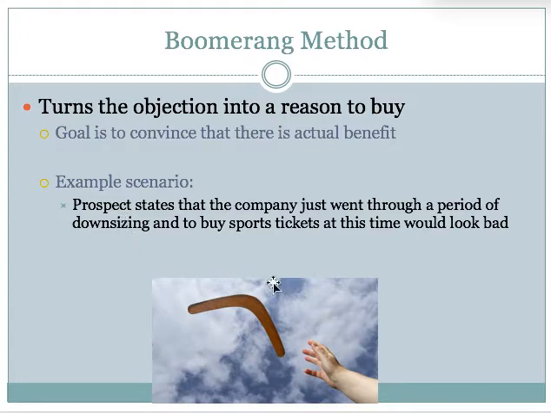Prospect states that the company just went through a period of downsizing and to buy sports tickets at this time would look bad, right? So here we're talking about a B2B sale, talking with someone at a business who would traditionally be buying tickets, but right now they're saying it's not a good time because the company's downsizing. Well, in order to utilize the Boomerang Method, you might take that objection and flip it around.